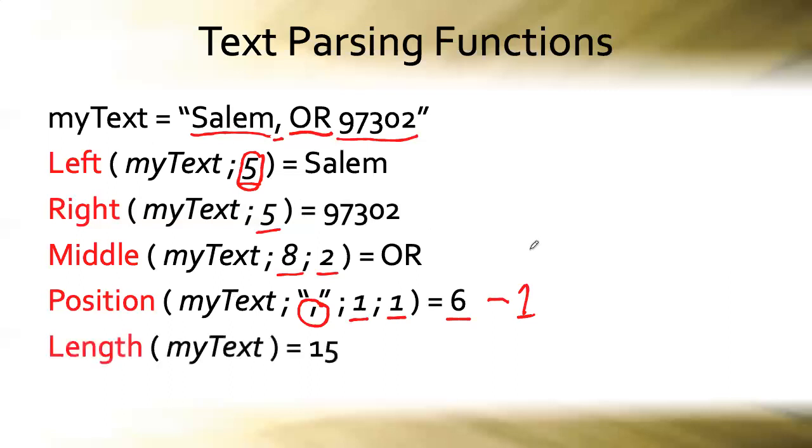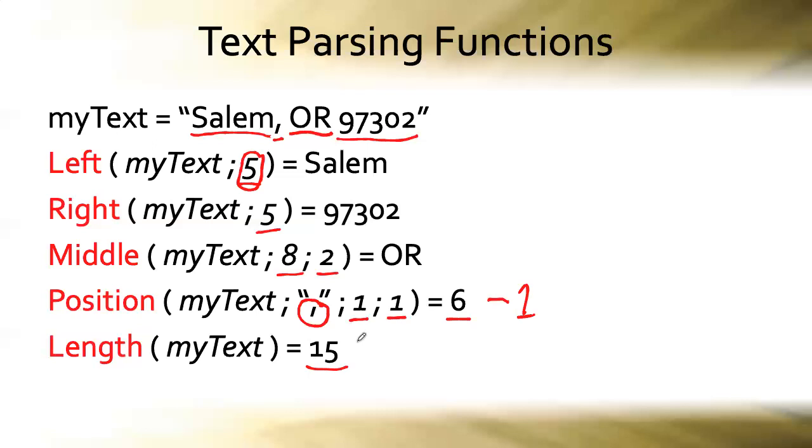Speaking of length, there's one more function here in the text parsing that I wanted to talk about, and that is the length function itself. The length function simply returns how many characters there are in the text string. So in this whole text string, there are 15 characters. Spaces and commas and all that, of course, count. The quotation marks do not count. They're simply wrapped around the string. So we get a 15 there.